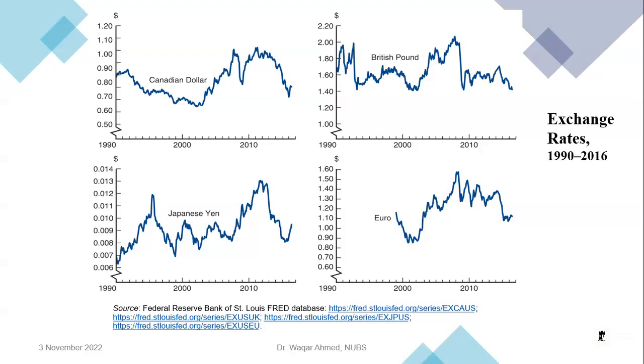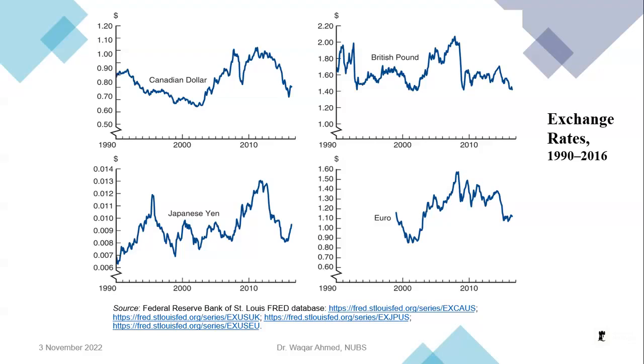So looking at these graphs, can you determine which of these currencies is more volatile? Yen is more volatile. Anything else? Any other guesses? So the currency which has a lot more fluctuations, right? That is more volatile, right?